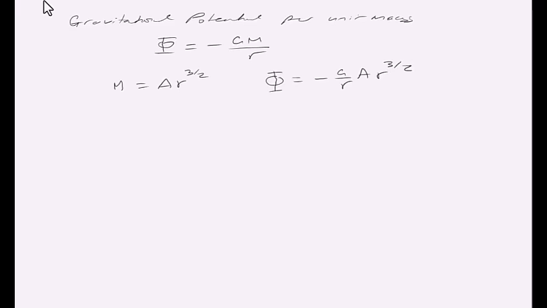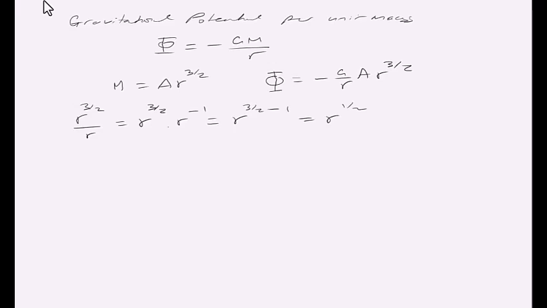So let's look at those and treat those in isolation. So we've got r to the 3 over 2 and r. That's the same as saying r to the 3 over 2 times by r to the minus 1, which is equal to r to the 3 over 2 minus 1, which is equal to r to the power of a half.